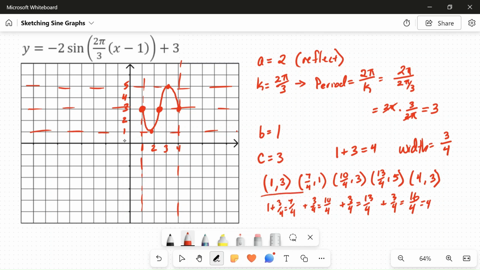Okay, so these are the 5 points that highlight the middle and the top and the bottom of the graph. And again, the distance between those points is just taking the whole period, which in this case was a 3, and dividing it by 4. Okay, and that will always work, even if the period is in terms of pi. You'll take the period, divide it by 4, and you can figure out how far apart they are. Okay.